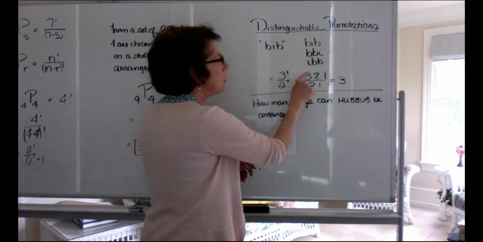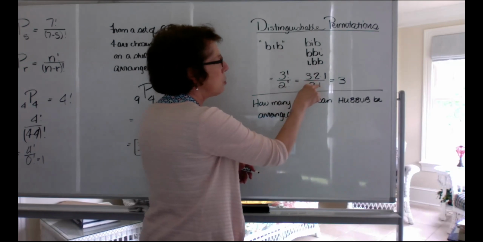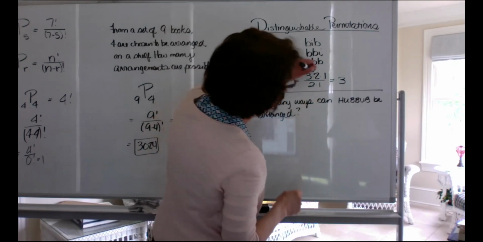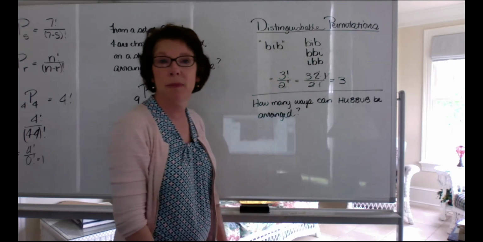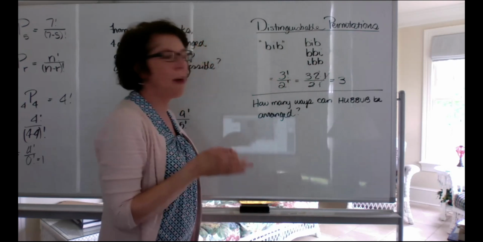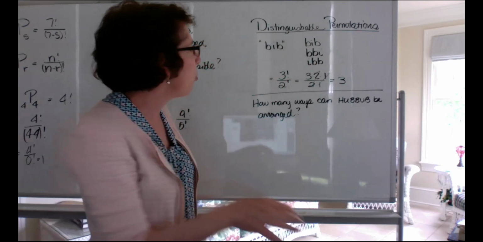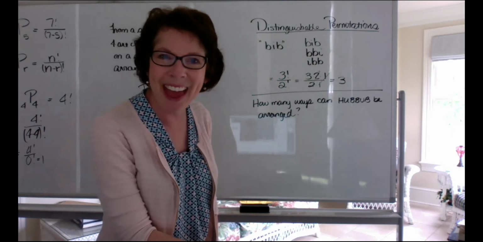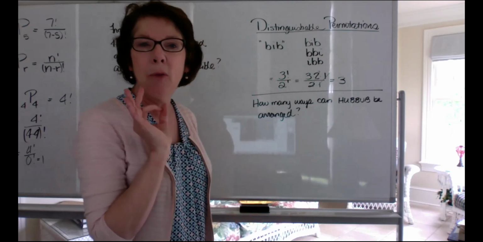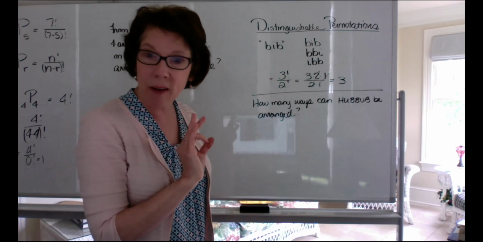Well, 3 factorial is 3 times 2 times 1. 2 factorial is 2 times 1. What do I get here? Boom, boom, I get 3. Okay, now let's do it with another word. How about the word hubbub? Now we've got more repeating letters here, so what are we going to do about that? Well, let me show you.